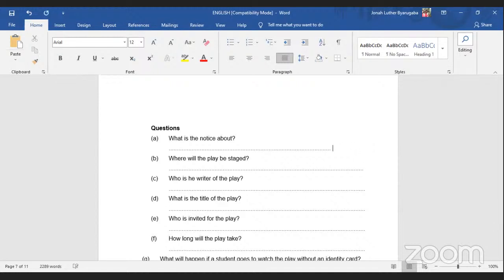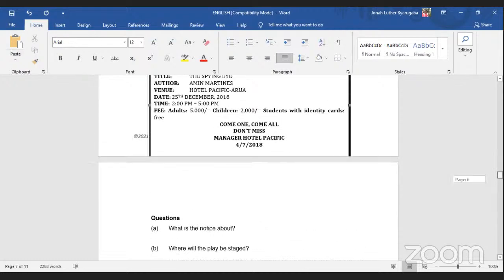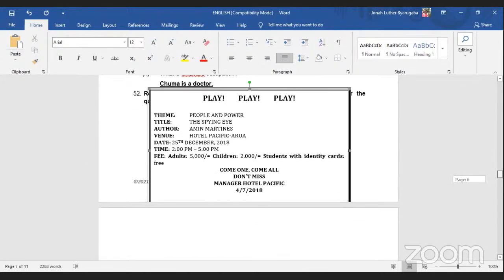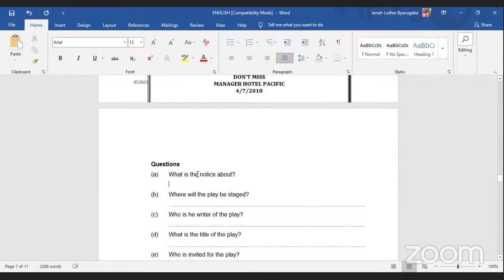Shivam, okay, what is the notice about? The notice is about a play. Shivam, that's not enough. That's not descriptive enough. So the answer is supposed to be: the notice is about People and Power.